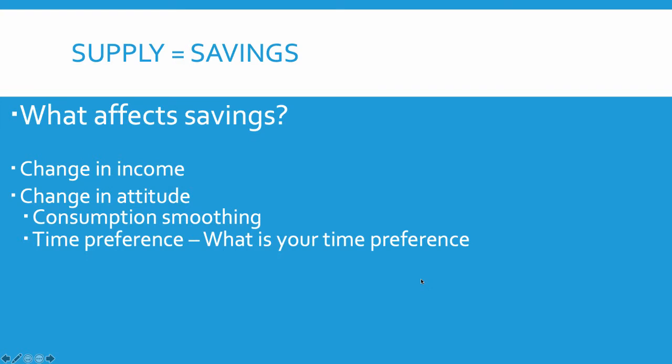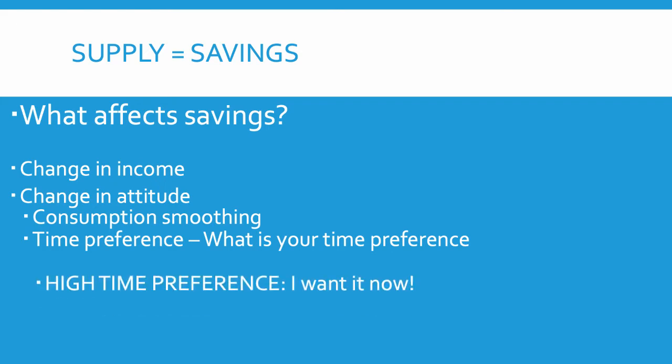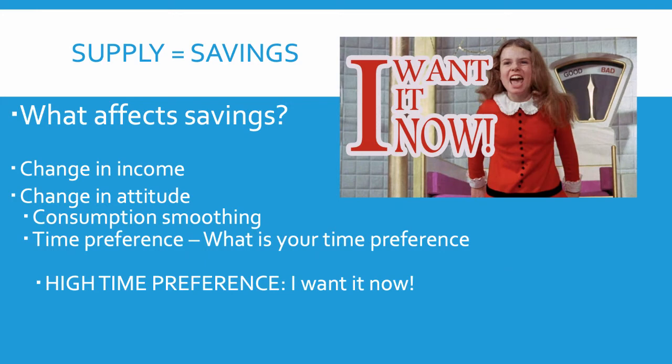The other difference, the other sort of attitude change, involves something called time preference. When we're talking about time preference, we're talking about what is your preference for spending? Is it immediate or is it something that you can forego? If you have a very high time preference, then you want things right now. Give it to me now. I've got to have it now. I can't wait. I'm not going to wait. I shouldn't have to wait. Those are people with high time preferences.